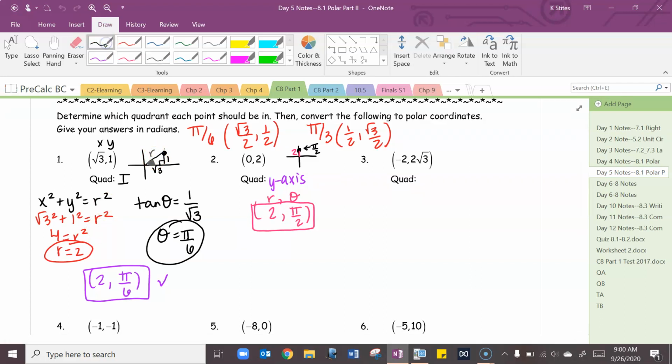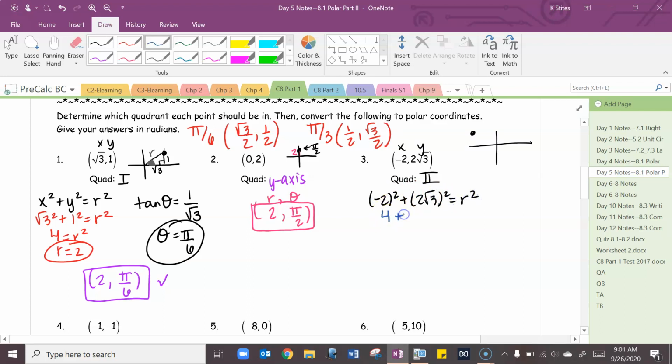All right, next one, (-2, 2 root 3). Okay, again, this is rectangular, negative x, positive y. So I'm over here in quadrant 2. Okay, let's find the radius. x squared plus y squared equals r squared. That's a 4 plus, careful with this one, you got to square the 2 and the root 3. That would be 4 times 3 equals r squared. 4 plus 12 is 16. And your radius is 4.